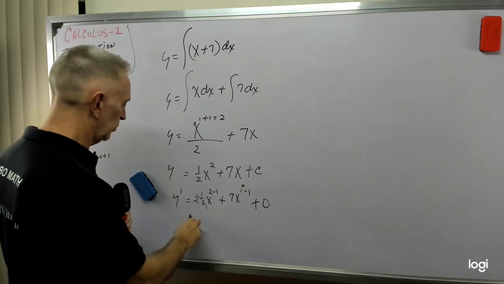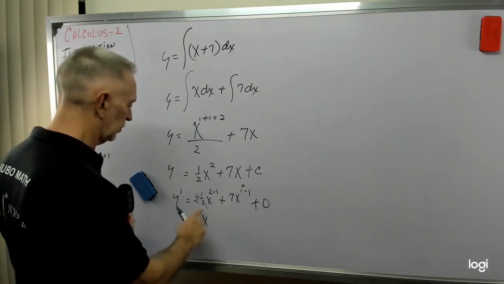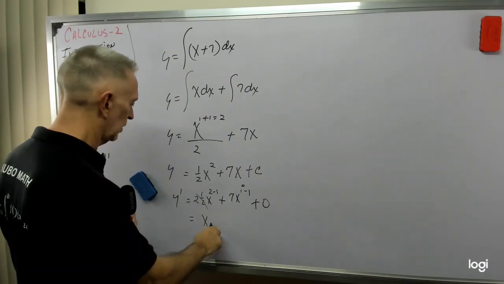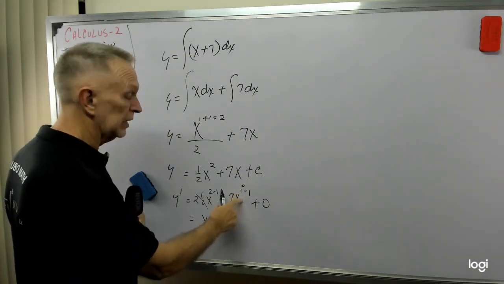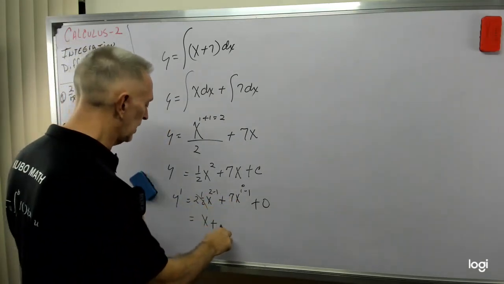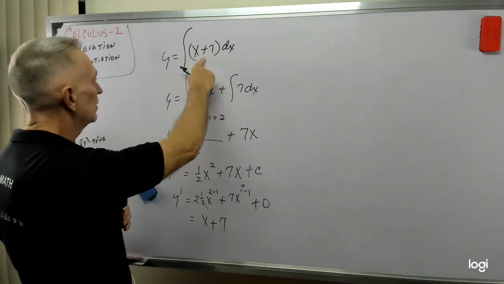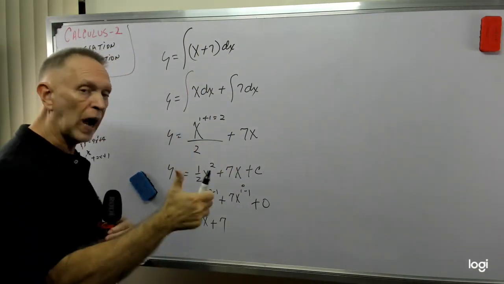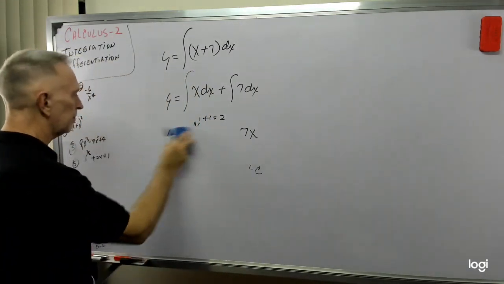So these two cancel. X to the 2 minus 1 is just x to the first power, or just x, plus 7 times x to the 0. Any number raised to the 0 power is 1. So 1 times 7. So x plus 7 is what we started with. Wow. So yay to us.